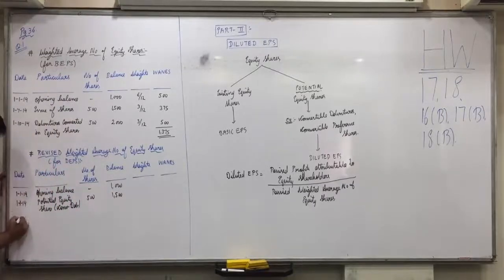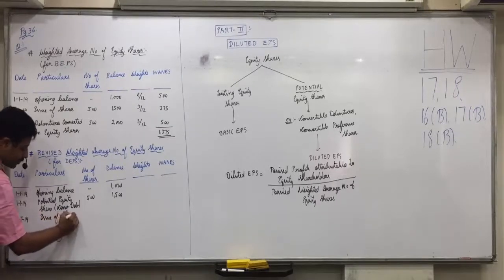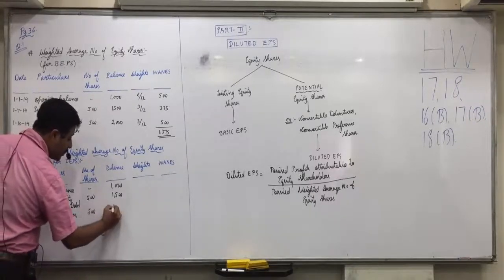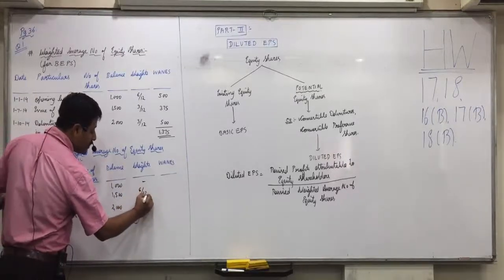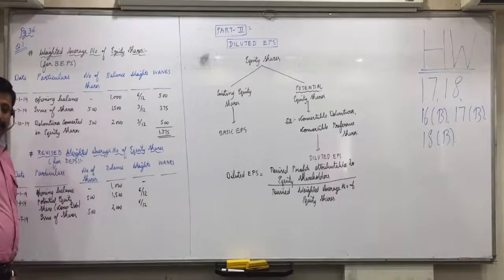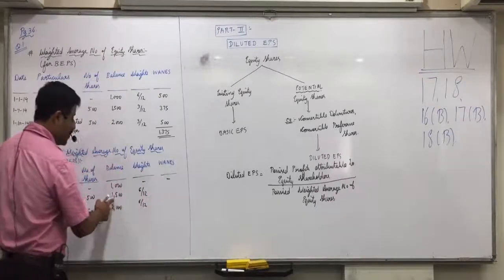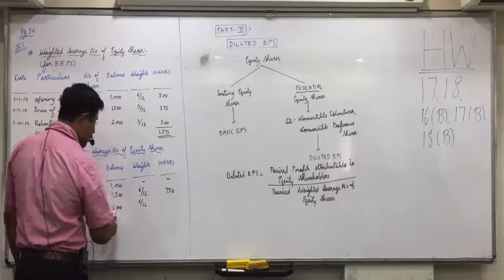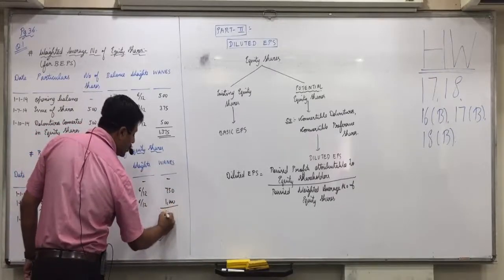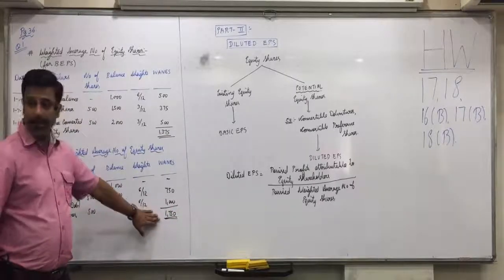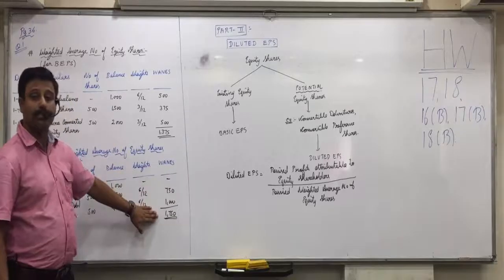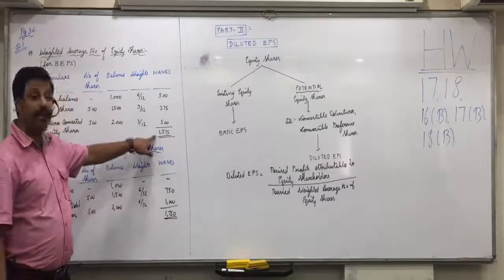And then on 1/7/14 we will take issue of shares, 500. 1,500 plus 500, 2,000. But the weights will change now. From 1/1 to 30/6 is 0, and then 1/7 to 31st December, 6 by 12. 1,500 into 6 by 12, 750. 2,000 into 6 by 12, 1,000. See, as I said, considering potential equity shares, do the number of shares increase or not? Basic EPS would be divided by 1,375.